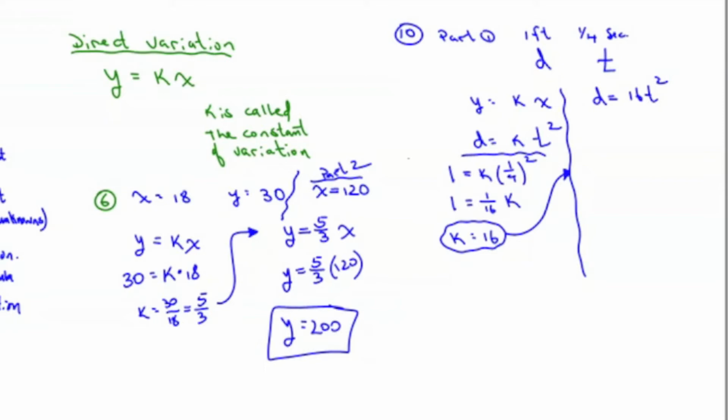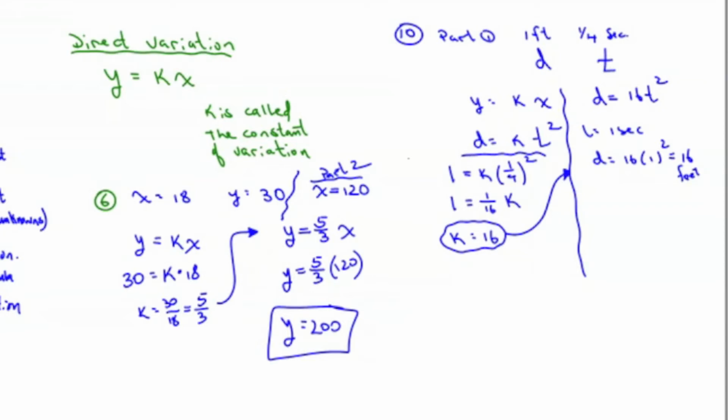What does it say after that? The main question is, how far does it fall in 1 second? Well, it says 1 second first, doesn't it? How far will it fall in 1 second? So you plug in 1 for T, T equals 1 second, and you get D equals 16 times 1 squared, better known as 16 feet. So after 1 second of falling, this thing is falling 16 feet.